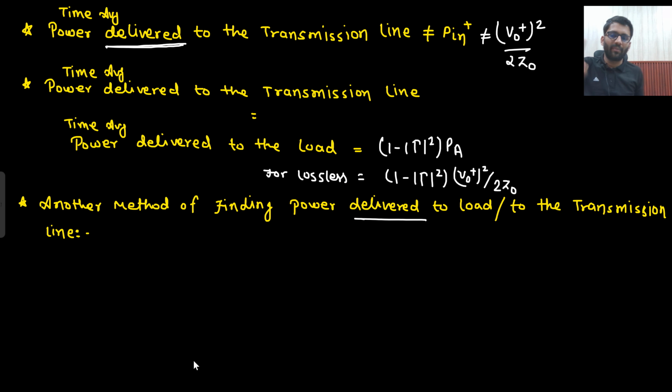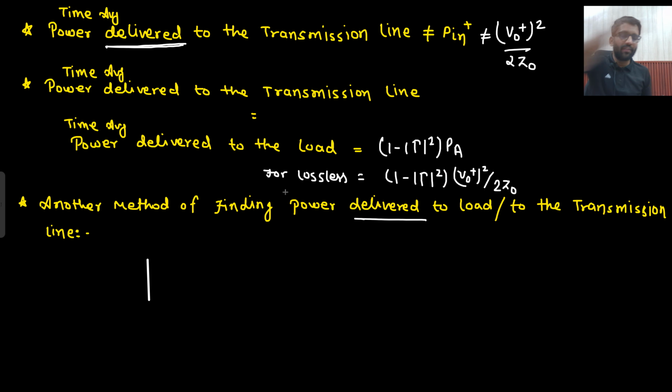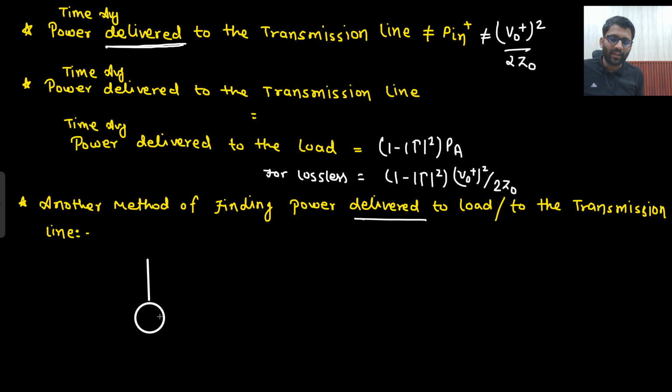So first I will replace my transmission line with Zin. I know it may feel like there are a lot of things, but no, there are only a few terms. Till now we have studied power incident, how much power is going towards the load, how much power is reflected back, and that power delivered to the transmission line equals the power delivered to the load. Now we are just finding the other method. What is the other method? That I am replacing my transmission line.